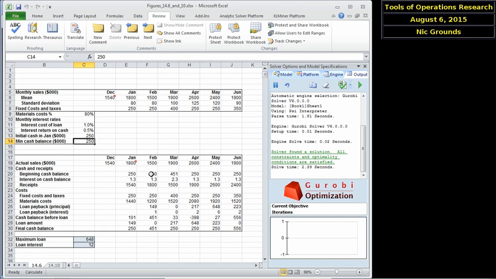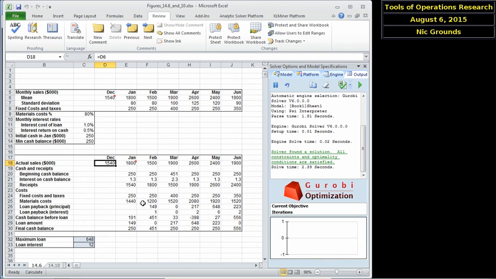And then the last two things, not really necessarily parameters, but things to keep in mind. That is, we start January with $250,000, and we want to make sure every month we keep at least $250,000 on hand. That is, if we ever end a month with less than that, we'll take a loan out to make up the difference.